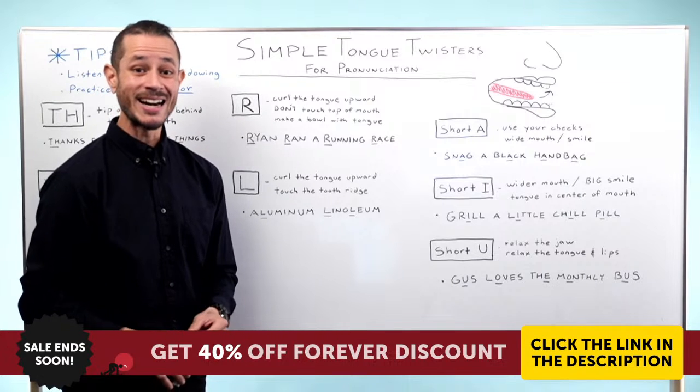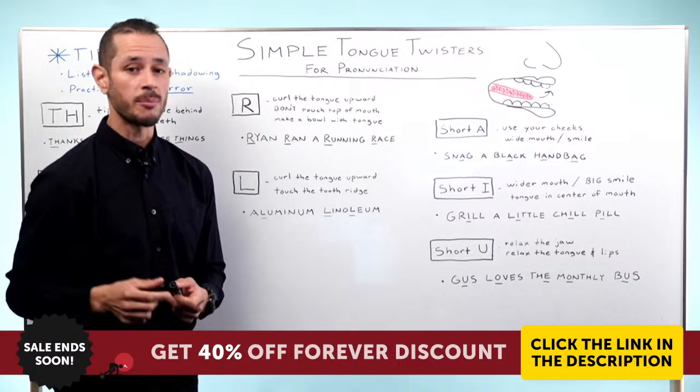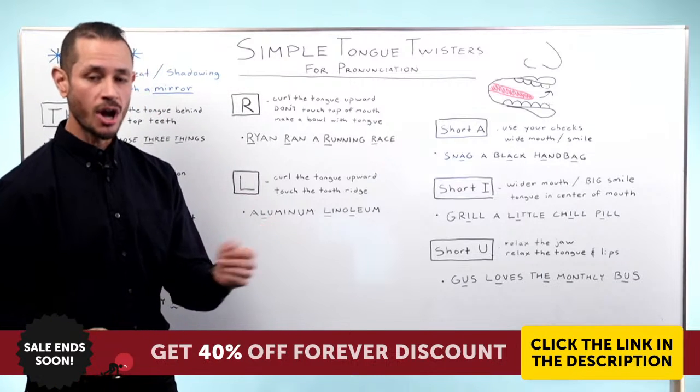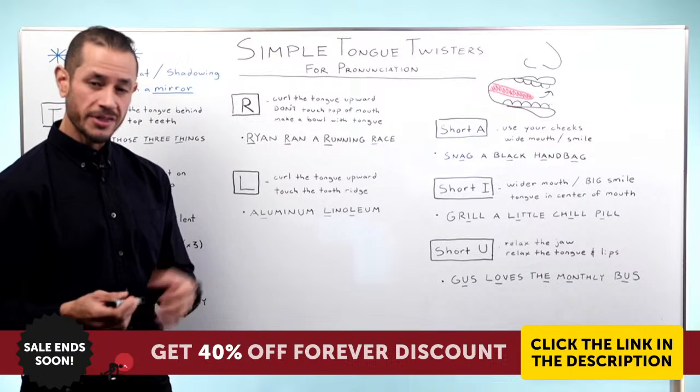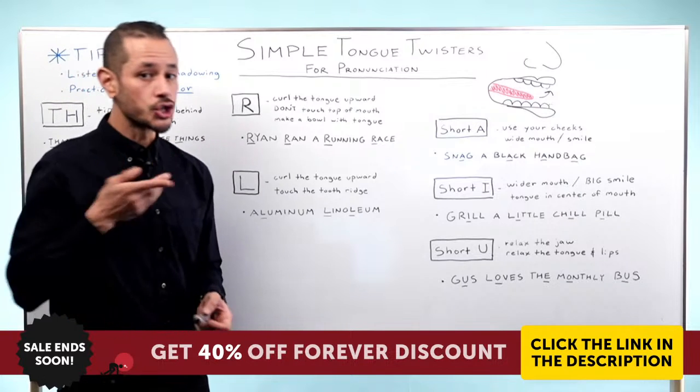So not R. If you can roll your tongue, you can feel that your tongue touches the top of your mouth. Ra. We don't do that with the letter R. So again, really think of using that tongue and extending the jaw forward.